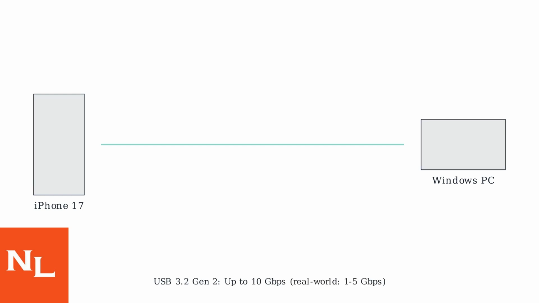The iPhone 17 uses USB 3.2 Gen 2, supporting speeds up to 10 GB/s, but real-world transfer speeds depend on file size and PC hardware, typically 1 to 5 GB/s.